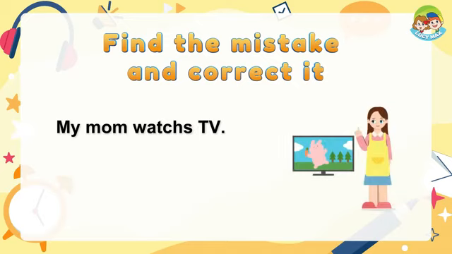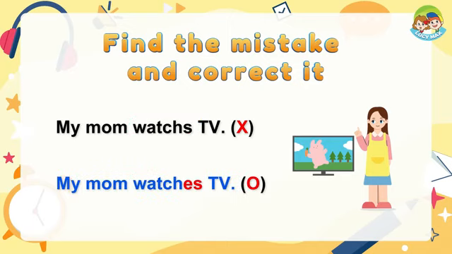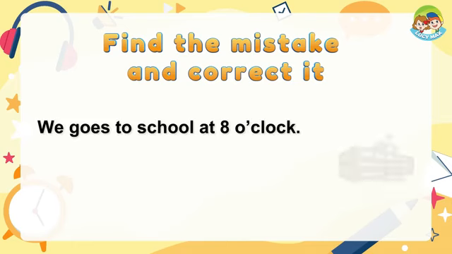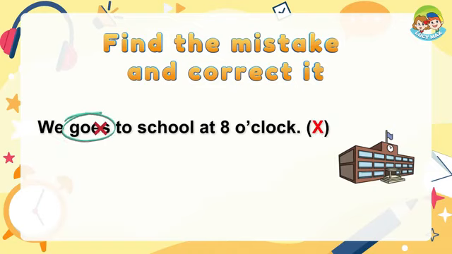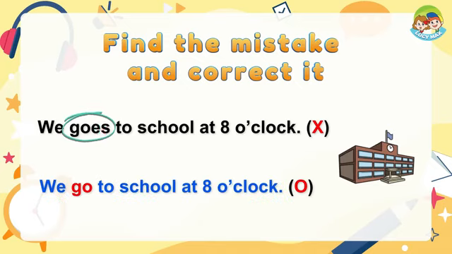My mom watches TV. The verb watches should end with ES because the ending is CH. My mom watches TV. We goes to school at 8 o'clock. Goes should not have ES. It should be, we go to school at 8 o'clock.